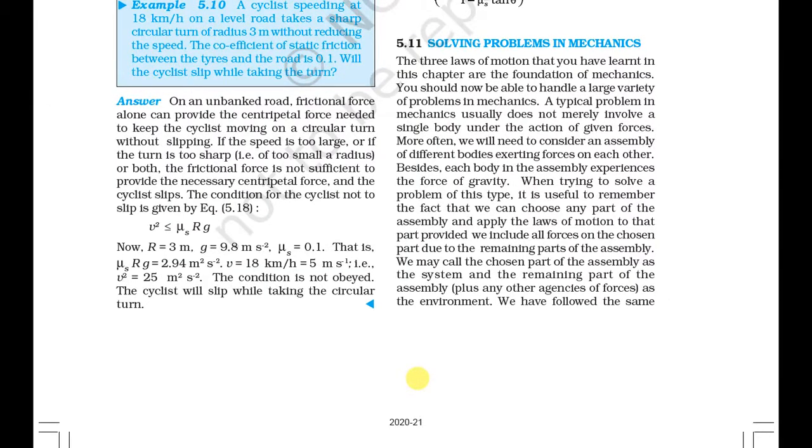In this lecture we'll be discussing solving problems in mechanics. The three laws of motion that you learned in this chapter are the foundation of mechanics. You should be able to handle a large variety of problems in mechanics.